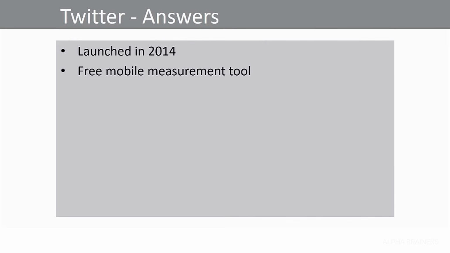Okay, let's jump into our first use case. The first use case is going to be Twitter, or more specifically, a component of Twitter called Twitter Answers. It was launched in 2014 and is a free mobile measuring tool. Basically, it's designed to track application installs, or app installs, and essentially the conversions of the installs. So when a user was asked to install an app, whether or not they installed it.